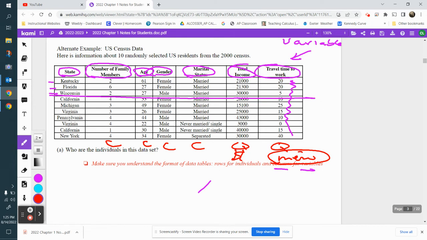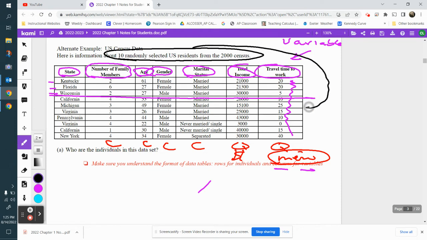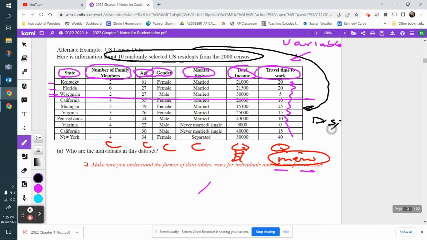This whole thing is a distribution. This is the distribution of 10 randomly selected U.S. residents. So let's kind of talk about that real quick, and we'll go back to this. So this is the distribution of 10 randomly selected U.S. residents from the year 2000. So that is a distribution. So that's the distribution of that data set.